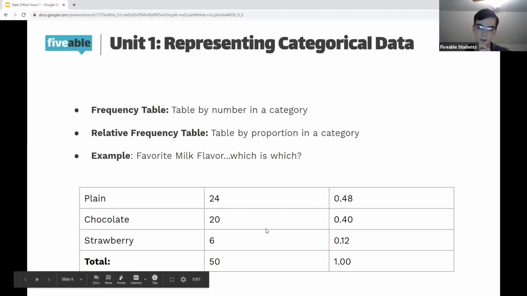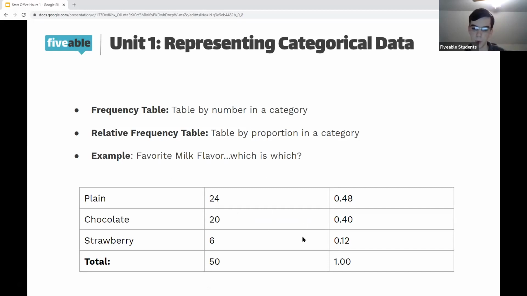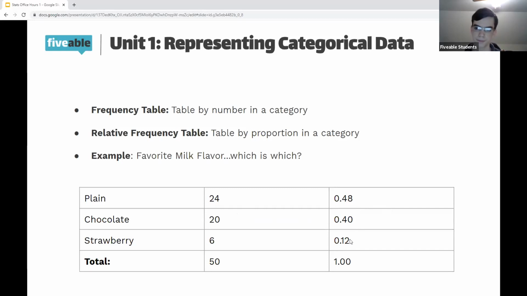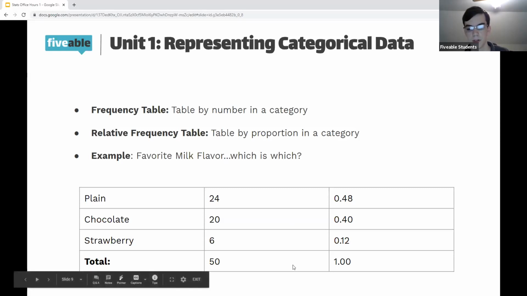Whereas a relative frequency table is a table by the proportion in a category. So you can see here 0.48 prefer plain milk, 0.40 prefer chocolate, and 0.12 prefer strawberry. And kind of the important thing to note about relative frequency tables is that those are given as proportions, not percents. So all you have to do is take your frequency and divide it by the total.